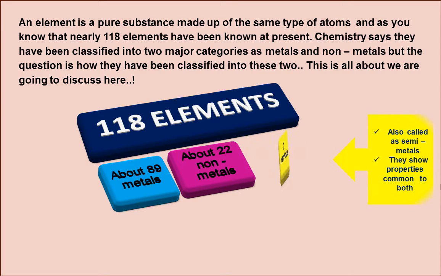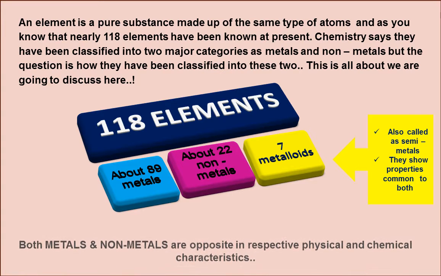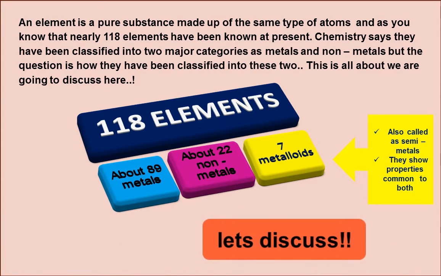Also, there is another classification as metalloids. They are also called semi-metals or borderline elements because they show both properties, metal properties and non-metal properties also. Now let's discuss the characteristics of both metals and non-metals.